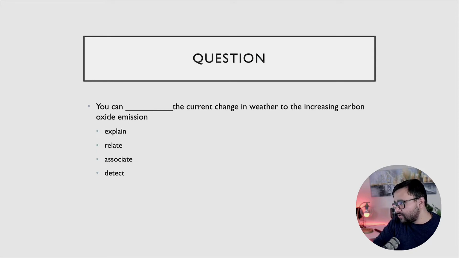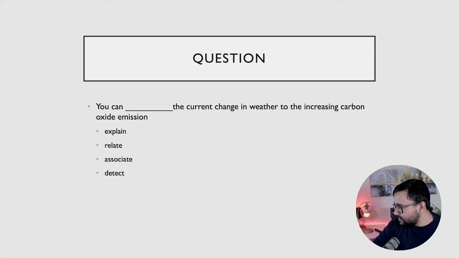If you look at the options here, most of them work: you can explain the current change, you can relate the current change, associate the current change, and detect the current change. All of them, if I just read up to change, make sense. But that's a trap, because what I have to think about is which word makes sense here and is grammatically also correct and sounds more natural. In order to do that, I have to read the full sentence at least.